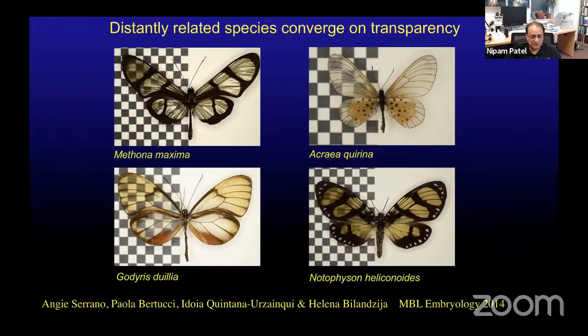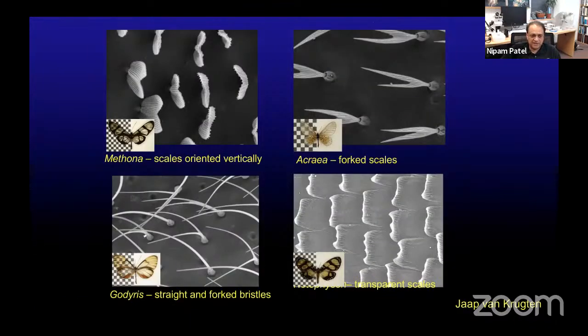So you might say, well, you just need to get the scales out of the way. So one way to do this would be not to make scales. Well, it turns out that that's very rare. So scales also play a very important role in keeping the wings from wetting. So they provide some hydrophobicity. So generally, you don't get rid of the scales. The most common solution is to change the scales into very thin bristles, to lower the density, and now light can pass through the wing membrane.